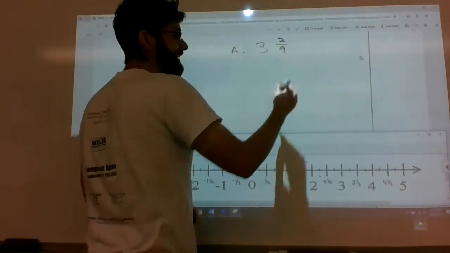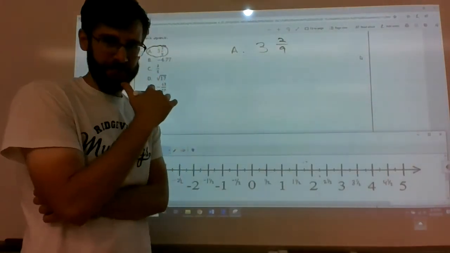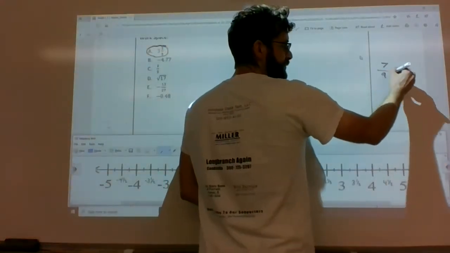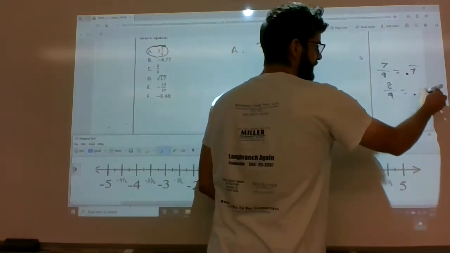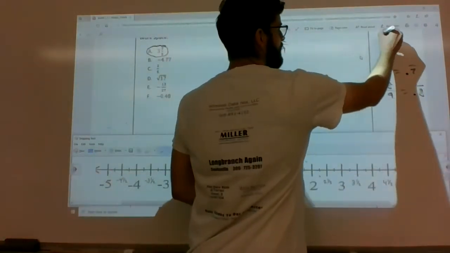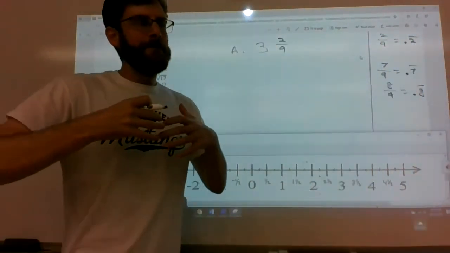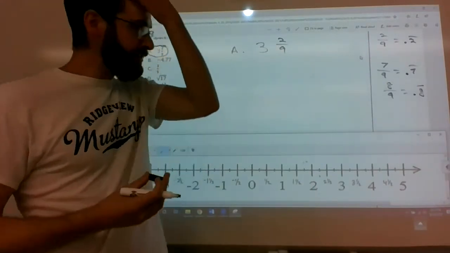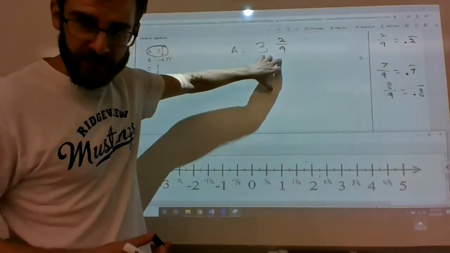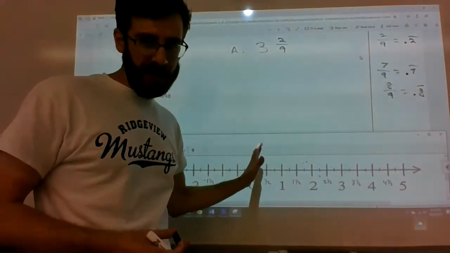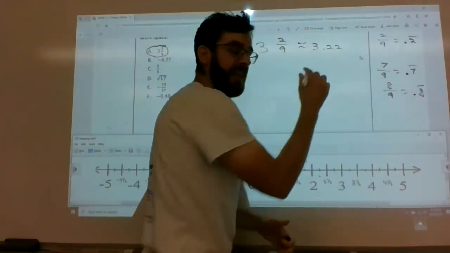3 2/9. I seem to remember something about the ninths. 7/9 was 0.7 repeating. 8/9 was 0.8 repeating. What's 2/9? 0.2 repeating. That's what I'm hoping you guys start to see, these patterns, so that you can make better sense of things, with quicker recognition of those patterns. So 2/9 would be a little bit less than, it's like 3.22, less than 3.25.